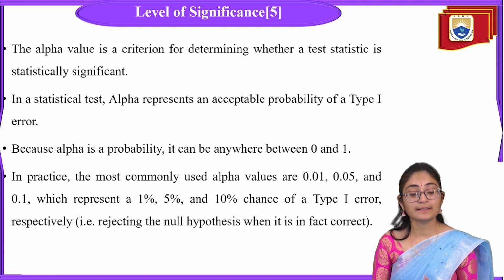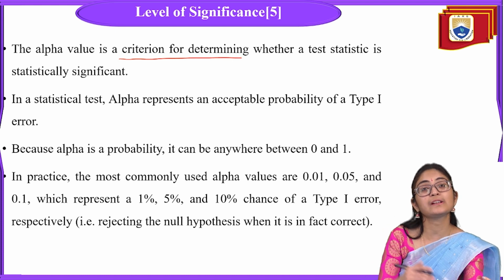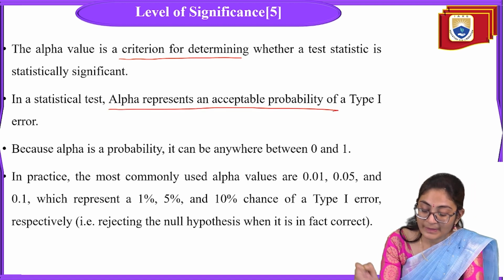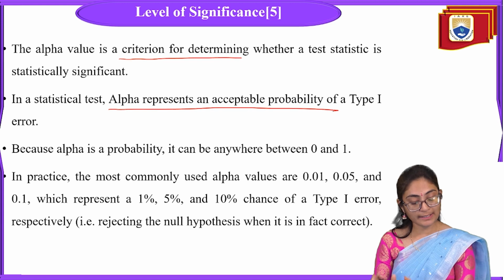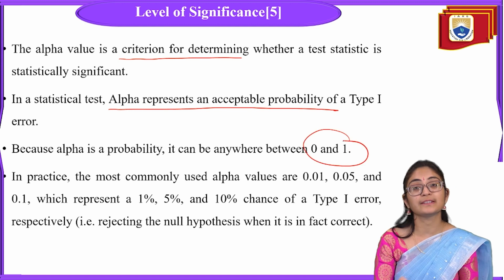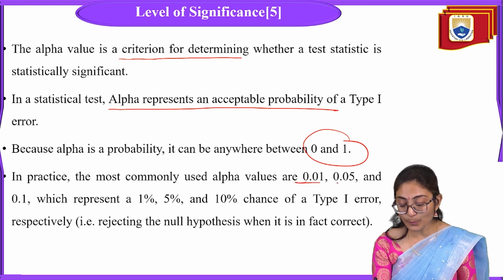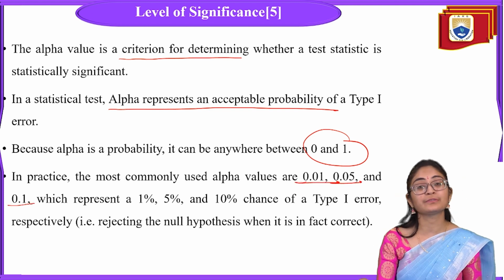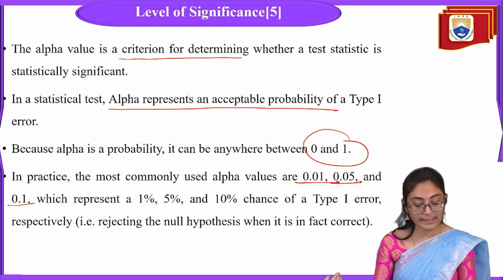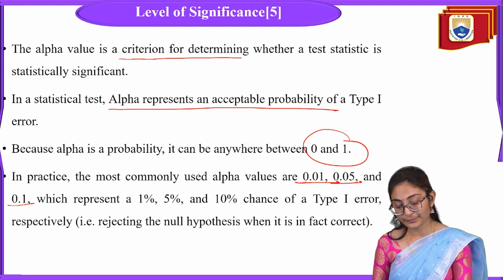Now, level of significance. The alpha value is a criterion for determining whether the test statistic is statistically significant. In a statistical test, alpha represents the acceptable probability of a type 1 error. Because alpha is a probability, it can be anywhere between 0 and 1. In practice, the most commonly used alpha values are 0.01, 0.05 and 0.1, which represent a 1%, 5% and 10% chance of a type 1 error. That means we are rejecting the null hypothesis when it is in fact correct.